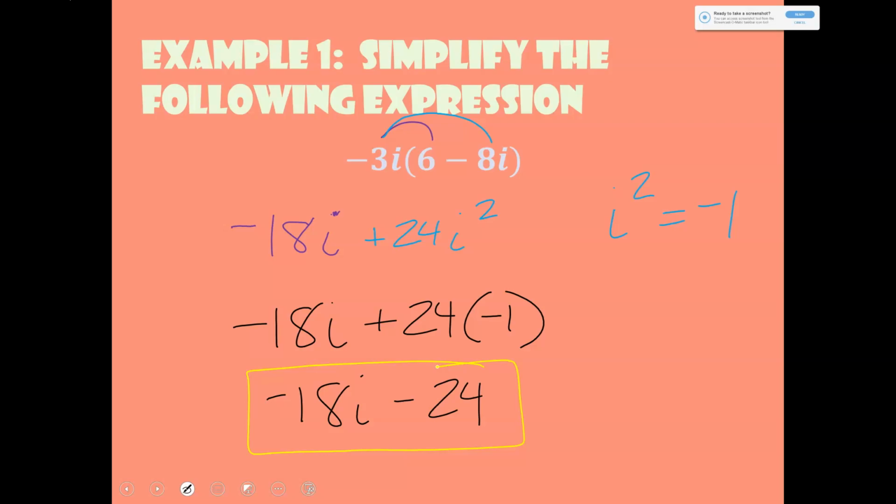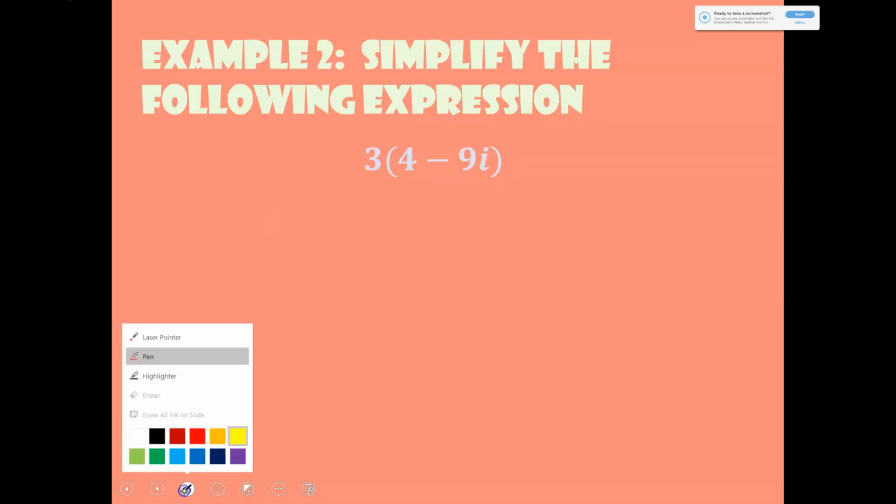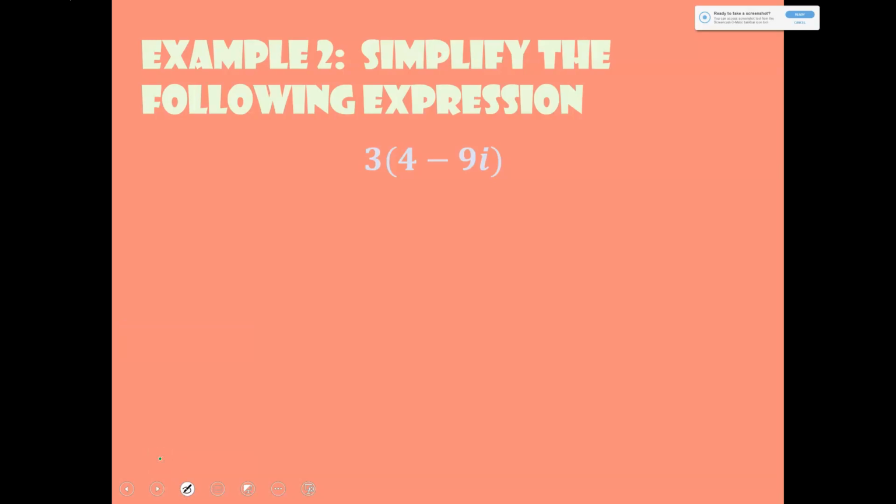All right, next problem. So here again, a single distribution problem. So we're going to take the 3 and distribute it. 3 times 4 is going to give us a 12. There was no I, so we don't need one. Then I'm going to say 3 times negative 9 and get negative 27.